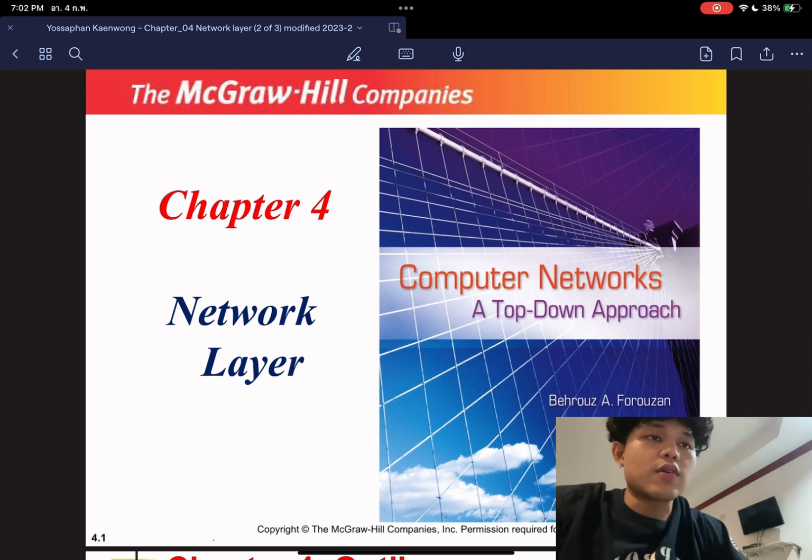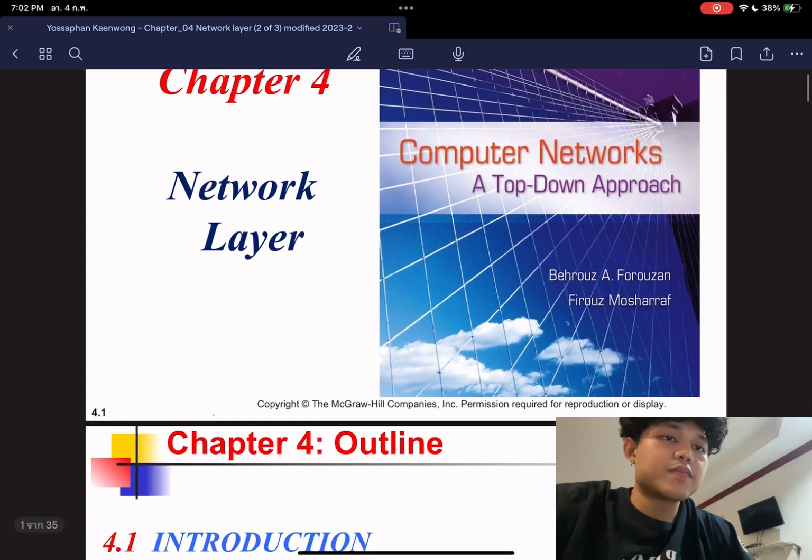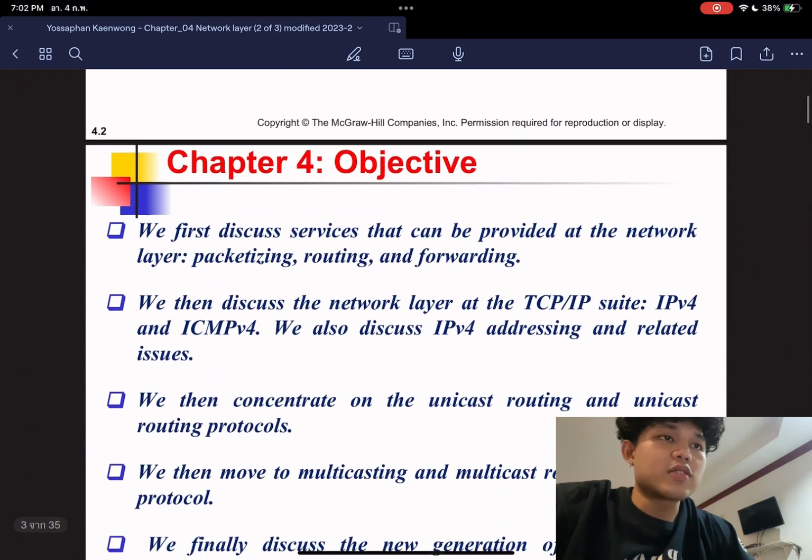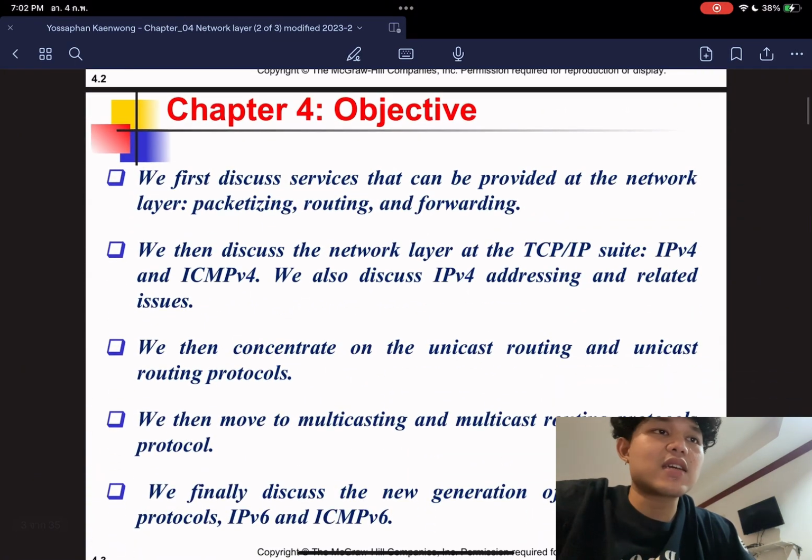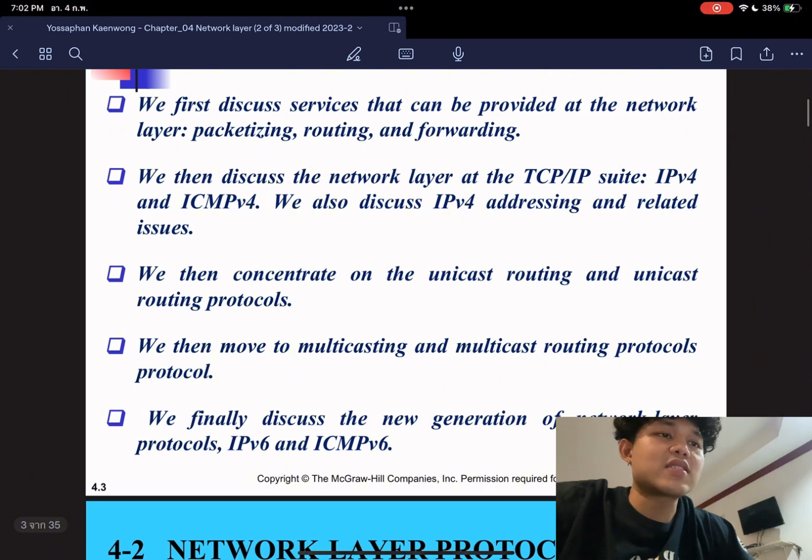65364084. So in this video, we introduce network layer 2 or 3. So the objective, we first discuss services that can be provided at the network layer, like packetizing, routing, and forwarding. We then discuss the network layer in the TCP/IP suite. And we then concentrate on unicast routing and unicast routing protocols.